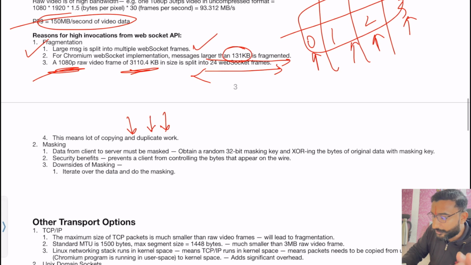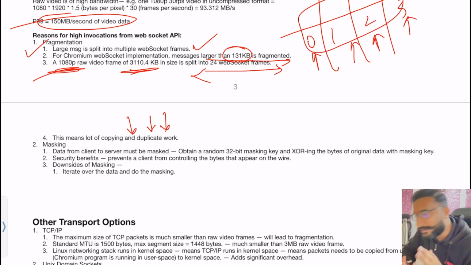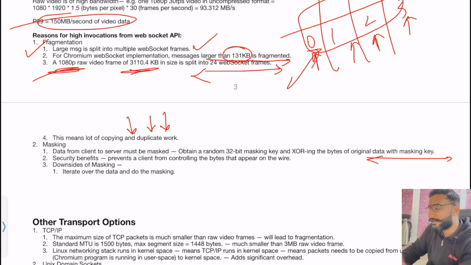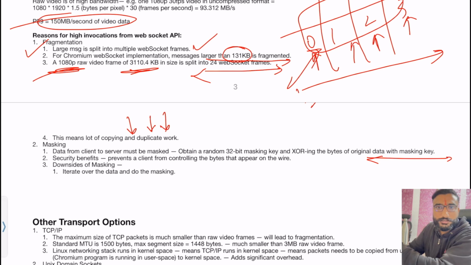You understood it, right? Masking is a feature of WebSocket: the data sent over a WebSocket wire is masked first. Data from client to server must be masked. This is a must requirement. If you are using WebSocket, this is going to happen. Obtain a random 32-bit masking key and combine the bytes of the original data with the masking key, and this masked data is sent on the WebSocket wire to the receiver's end.